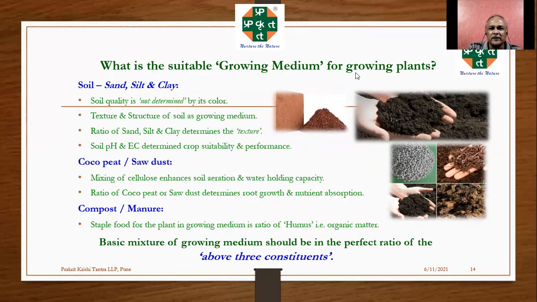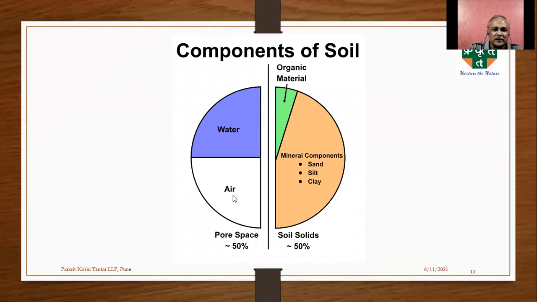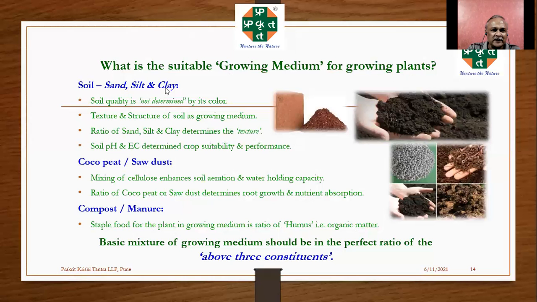So what is a suitable growing medium for growing plants? Let us understand this in a little more detail. Soil is made up of sand, silt, and clay basically. As I've explained here, this is water and this is air, and this is the organic matter, which contains the living organisms as well as the debris, dead organisms, and the like. This is the component of the soil, so sand, silt, and clay.